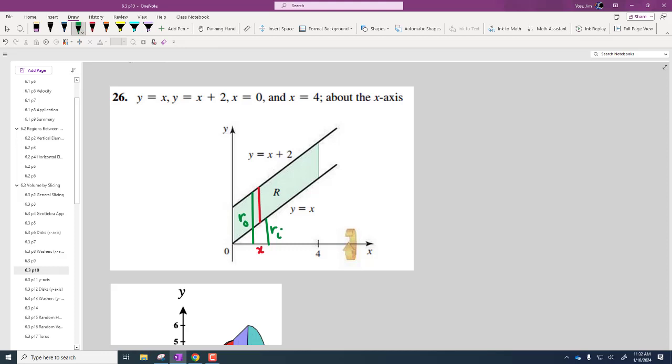If you're having any trouble finding your areas. Okay. That looks like such a nice answer. That is too simple.